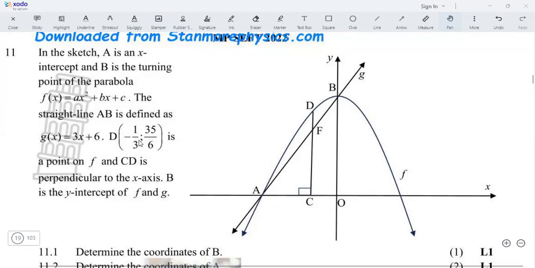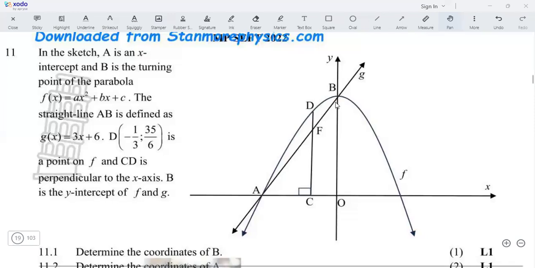We have D as a point on f, and CD is perpendicular to the x-axis. B is the y-intercept of f and g. All right, so that's what we are given. So now let's see. The first question says, determine the coordinates of B.